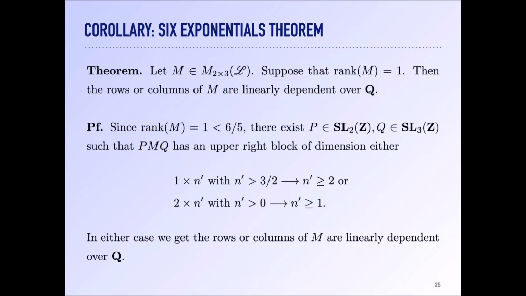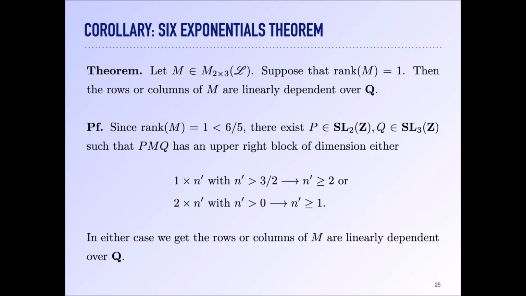So I'll say the first corollary is the theorem that I stated earlier, the 6 exponentials theorem. So if I have a 2 by 3 matrix of logarithms of algebraic numbers, and suppose that the rank is 1, then either the rows or columns are linearly dependent over Q. And you see that these numbers work out very nicely. 2 times 3 over 2 plus 3 is 6/5. And so since the rank is less than 6/5, there exists a change of basis on the right and left, such that you get this big block of zeros in the upper right hand corner.